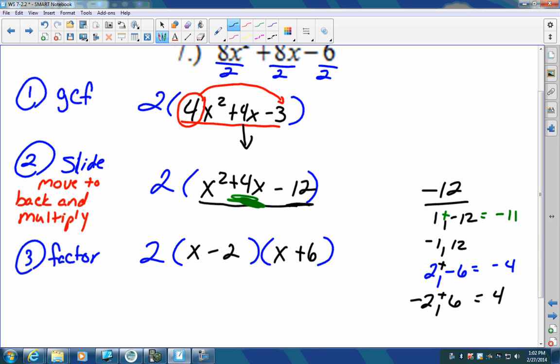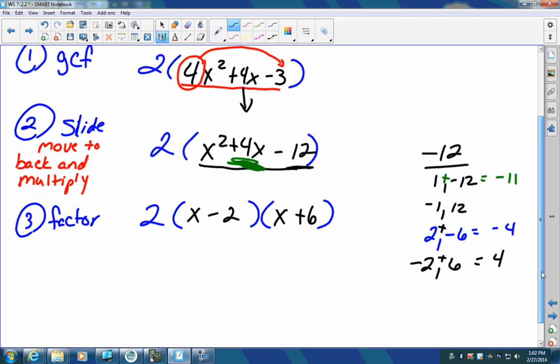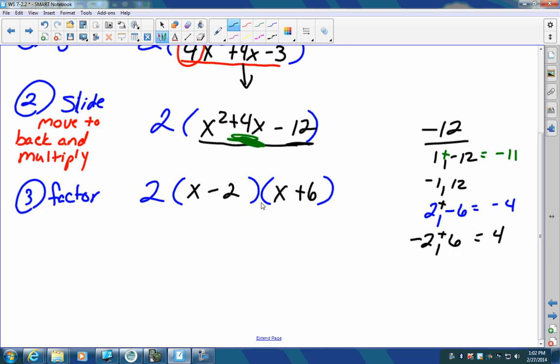One question people give me is, does it matter which order I put the negative 2 and the 6? No, it does not. You're trying to find your factors that add up together to give you your middle term. Put them in here, any order.